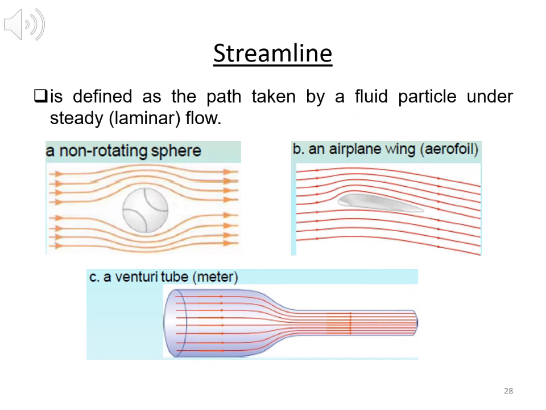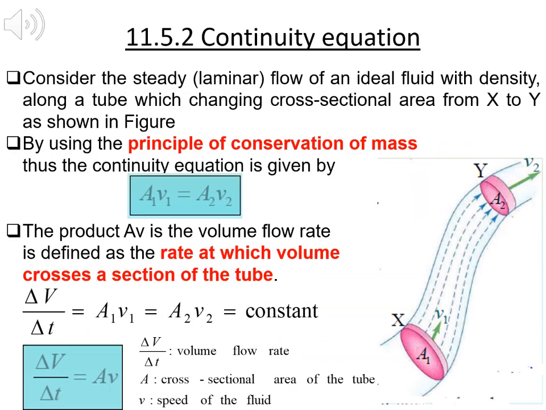Other than that is the streamline, which is defined as the path taken by a fluid particle under steady or laminar flow. Consider the steady laminar flow of an ideal fluid with density ρ along a tube which has changing cross-sectional area from X to Y as shown in the figure. By using the principle of conservation of mass, the continuity equation is given by A1v1 equals A2v2. The product Av is the volume flow rate, defined as the rate at which volume crosses a section of the tube.